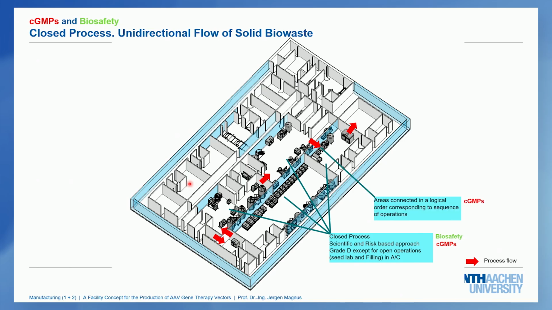The unidirectional flow in the processing is also good in the sense of protecting the product. So it's also in the sense of the GMP requirements good that you have a flow starting with the seed lab through the main fermentation into the purification and then into the filling room, and there are no crossovers where the product is moving back into a processing room. It's just one direction of the flow, and then finally into the packaging level.